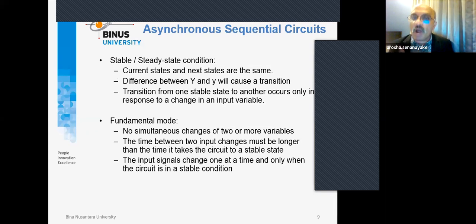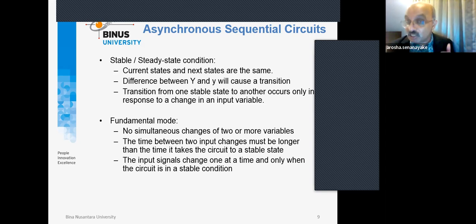So transition from one stable state to another occurs in response to a change in an input variable. Very important. So what is the meaning of transition? Transition entirely depends on the changing of an input variable. As I explained just before, x1 was previously 0 and will become 1, and that will cause a change of the state, capital Y. So very important. Therefore, we have to consider how this transition from stable state to transition can happen.